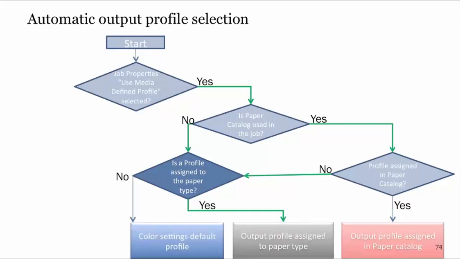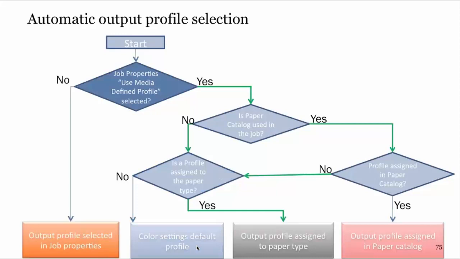Other situations: if there is not a profile assigned to the paper type in the Device Center, then we're going to use the default color settings profile for the Fiery, which is the one that's set in the Device Center. We're getting into an area of uncertainty here because that's probably not the right profile for the different paper types you're printing on.